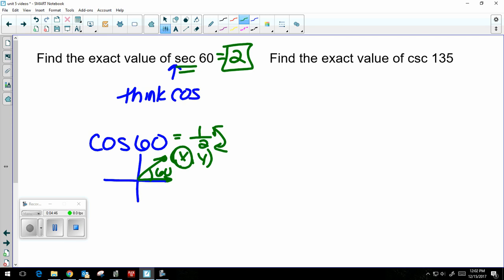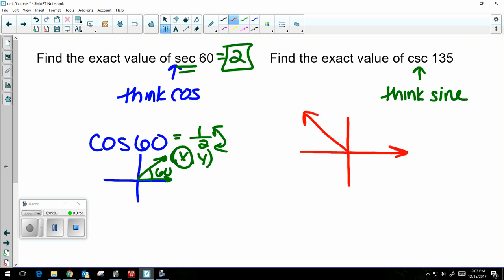And then the last one, find the exact value of cosecant 135. So cosecant, I need to think sine. So I need to find the sine of 135. So I'm going to sketch out my angle, 135. I'm in the second quadrant, negative x, positive y. Sine is y, so my answer is going to be a positive.